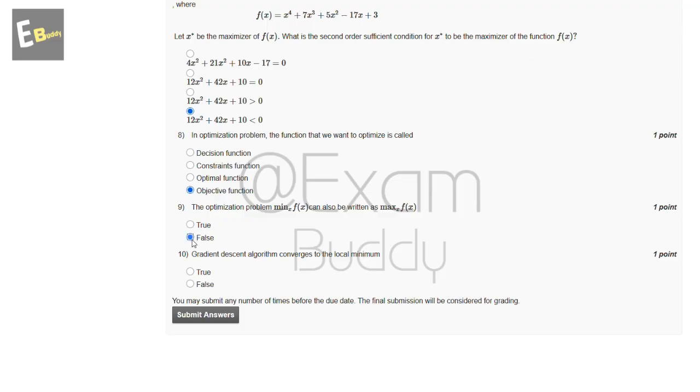Now the tenth question is, gradient descent algorithm converges to the local minimum. So these are the options, true and false. So the answer of our tenth question is A, true. Now submit your answer.